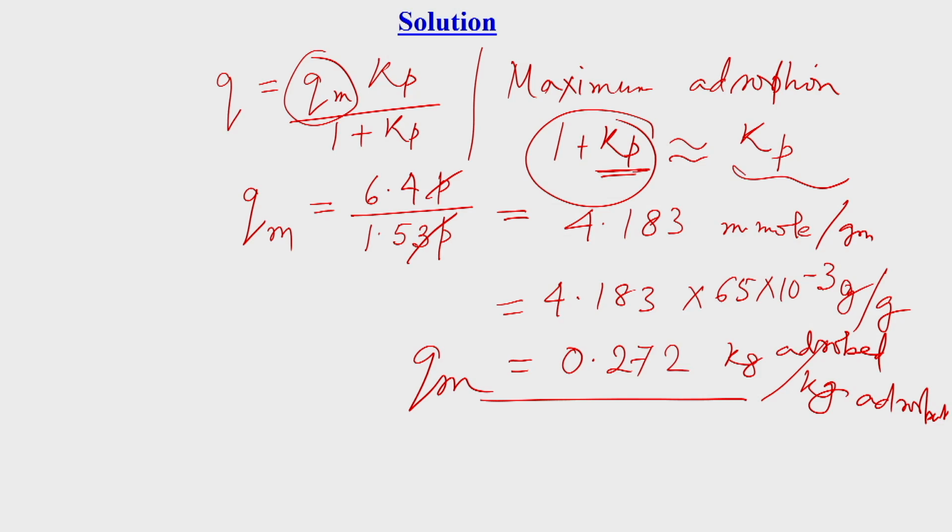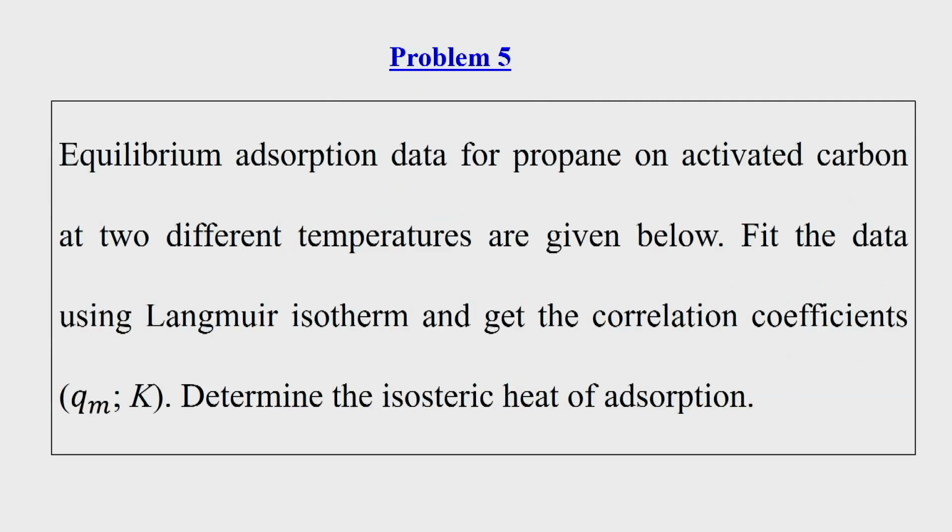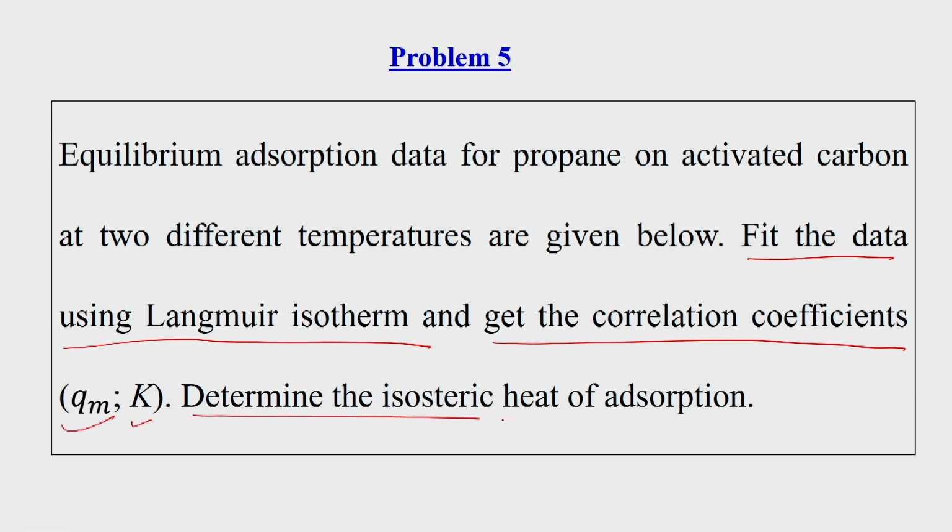Now we have another problem. The equilibrium adsorption data for propane on activated carbon at two different temperatures are given in the next slide. We need to fit the data using the Langmuir isotherm and get the coefficients Qm and K, and also determine the isosteric heat of adsorption values.